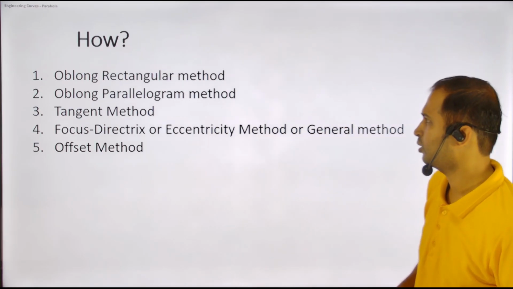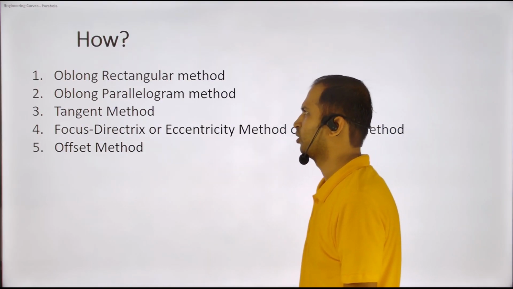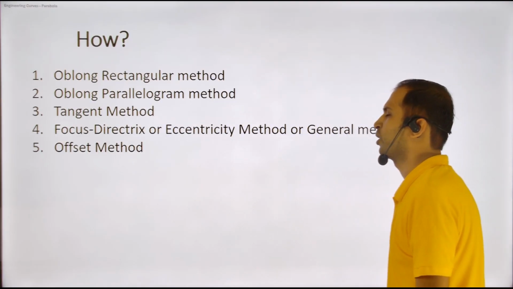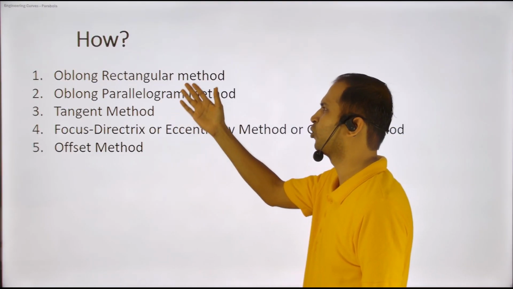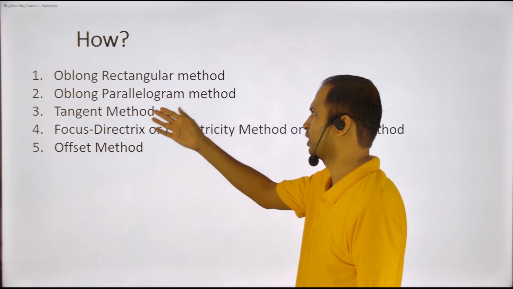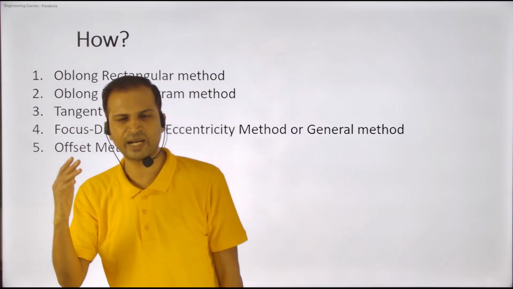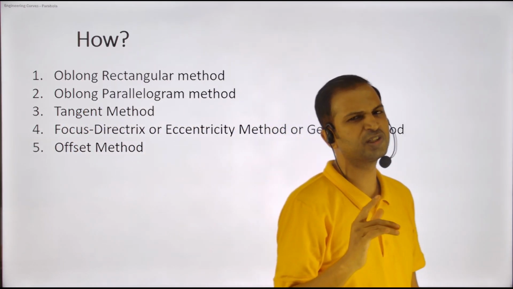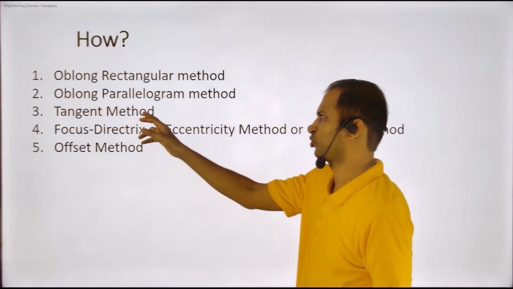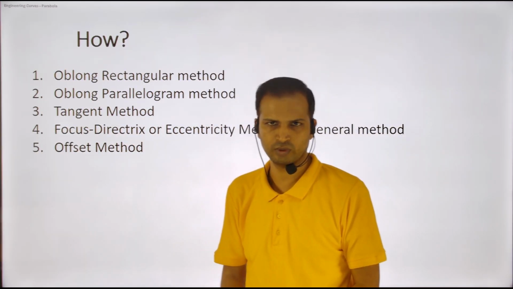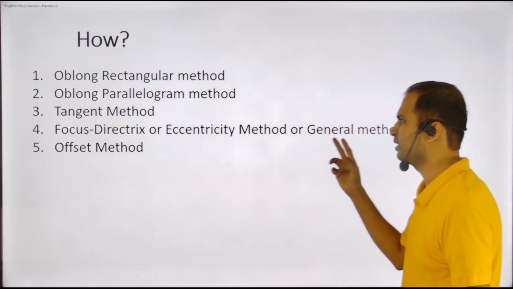Okay. So there are various types of methods of drawing a parabola. First is the oblong method. Second is oblong rectangular, oblong parallel. These are more or less the same. There is a tangent method, in which mostly students make a mistake while drawing the process, so we'll discuss that also. What mistake do they make, right? And then we'll see this method which we already saw last time in the ellipse part.